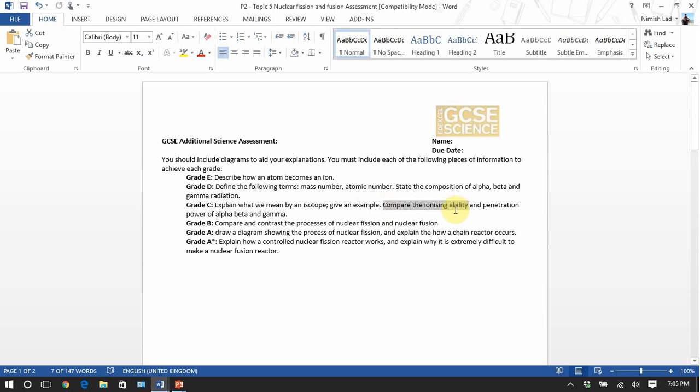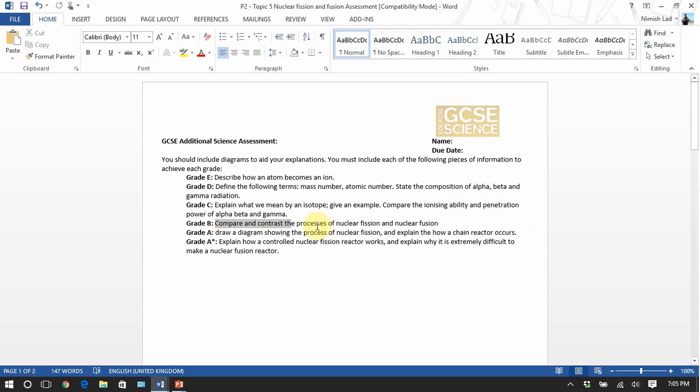Compare the ionizing ability and penetration power of alpha, beta, and gamma. So the more ionizing, the less penetrating. So alpha is highly ionizing because there's a high charge, but it can't get through very much. It can't get through air, it can't get through paper. Beta, moderate on both. Gamma, not very ionizing. Okay, it's a 0 charge, but it's massively penetrating. Can go through many things.